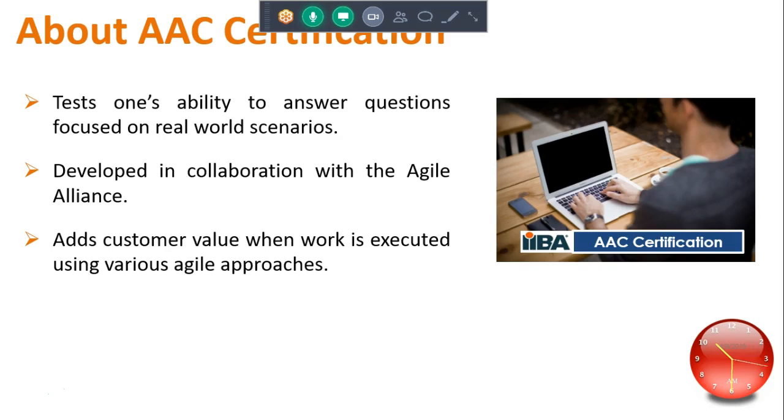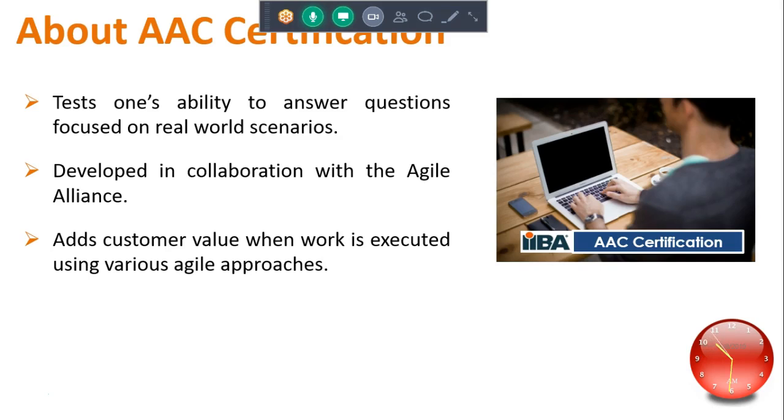IIBA has sort of done those kinds of things with other analysis organizations or other certifying bodies. I mentioned IREB, which is the Requirements Engineering Board. There's BCS, the British Computer Society, and the IIBA has forged alliances with both of those to say, we're all trying to do the same thing, which is to improve the quality and the caliber of business analysts. How can we collaborate and cooperate on that?